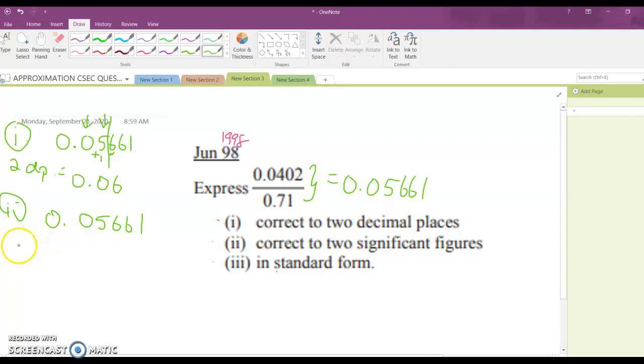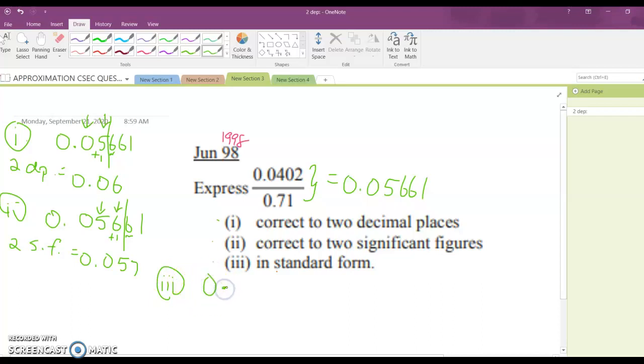For part 2, we're using back the same original number. We want to write this to 2 significant figures. And remember, significant figures starts from the first number that is not 0. So 5 is my first significant number, 6 is my second significant number. So I draw my line after that. The number right after is greater than 5, so we have to add 1 to the number before. So we get 0.057.